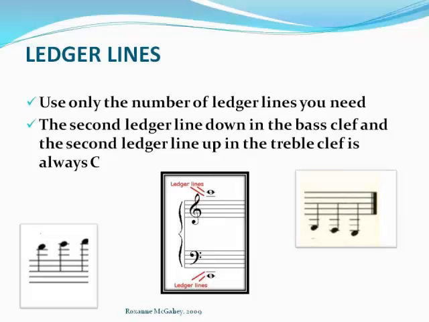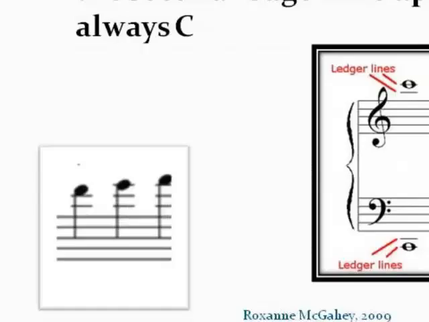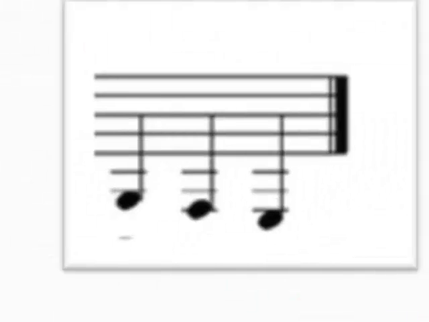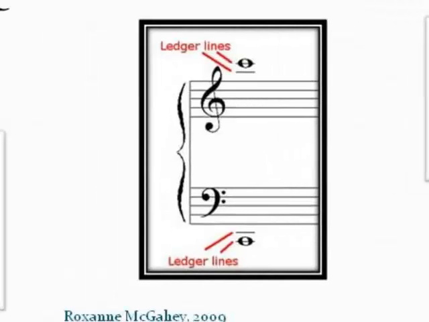Let's look at these examples. The space notes have nothing above them. The same applies for the second example. Remember your second ledger line landmarks. In the bass clef and the treble clef, the second ledger line is always C. These two important landmarks are going to make counting ledger lines so much easier.